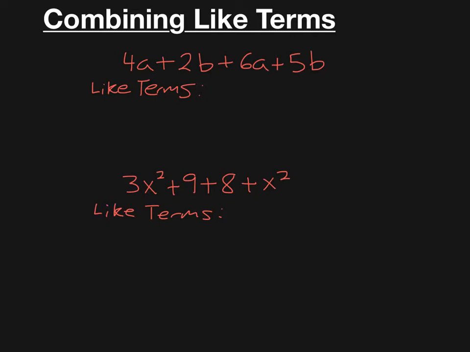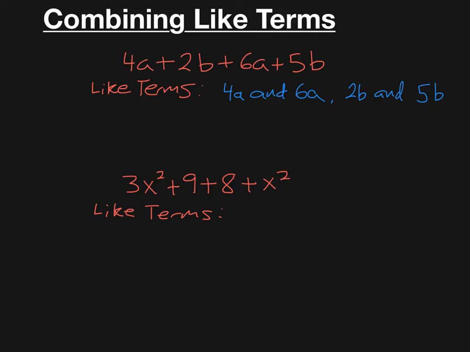For instance, in our first example here, we have 4a plus 2b plus 6a plus 5b. Now, I know my like terms are terms that have the same variables. So, for instance, I know that 4a and 6a are like terms, and I also know that 2b and 5b are like terms.